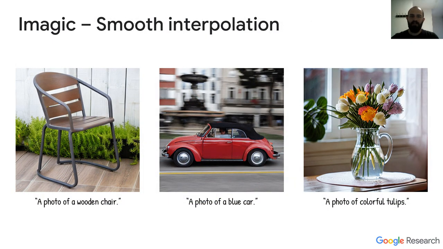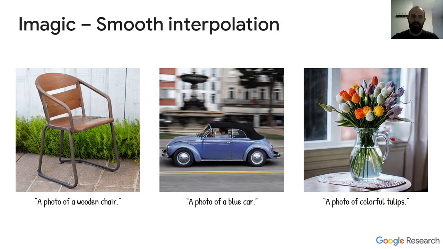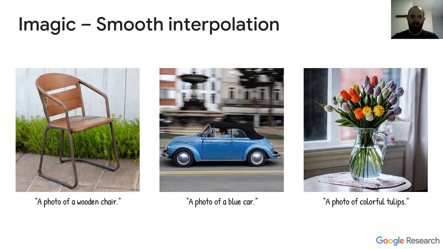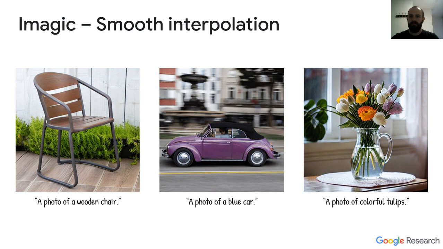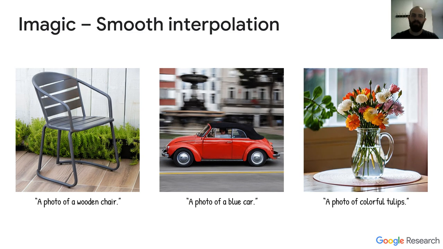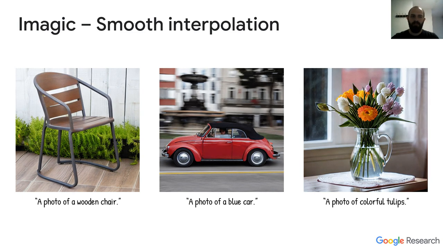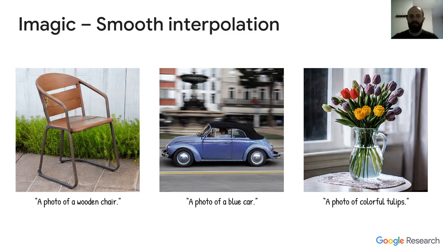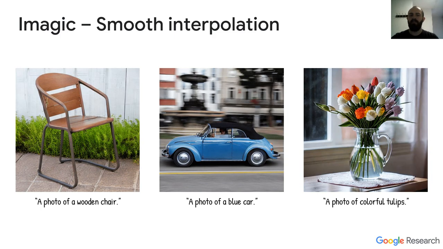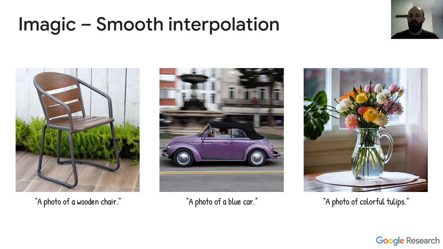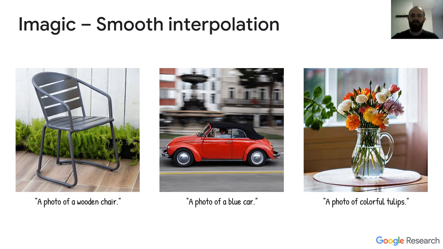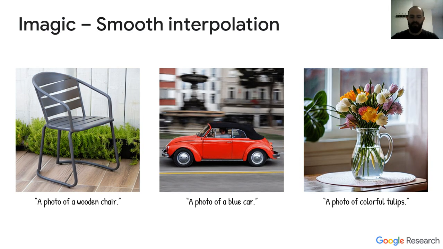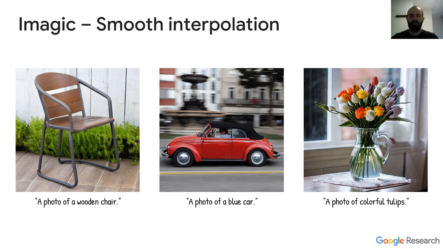Here we apply Imagic on a publicly available stable diffusion model, and we can see that by changing the interpolation hyperparameter in the final step of Imagic, we can obtain semantically smooth interpolation where the chair moves into a wooden chair and back, the car moves into blue and back, as well as the flowers that turn into tulips. All can be done very smoothly, which is a nice property.